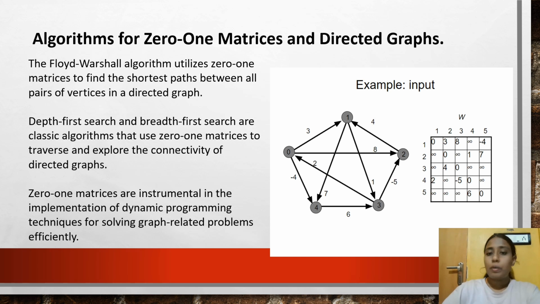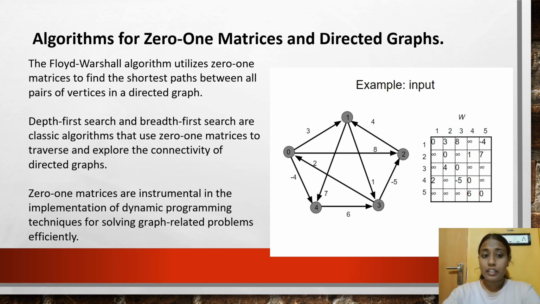Algorithms for zero-one matrix and directed graphs. The Floyd-Warshall algorithm utilizes zero-one matrices to find the shortest path between all the various vertices in the directed graph. The Floyd-Warshall algorithm we have already studied in the analysis of design theory. In that, we have used the zero-one matrix to find the shortest path between all the pairs of vertices in the directed graph.